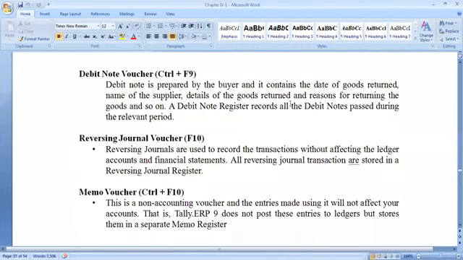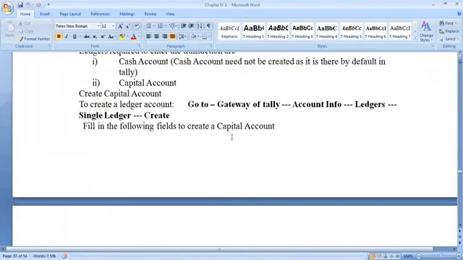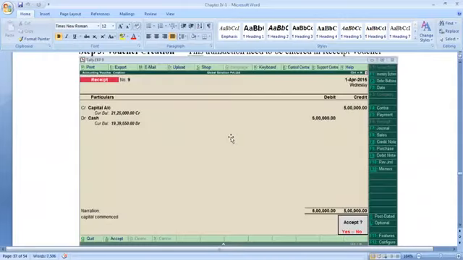Hello all. In the previous classes, we discussed the receipt voucher along with the journal voucher, and also studied the sales voucher and the purchase voucher, the payment voucher and the contra voucher, and certain voucher transactions. Today we will learn about the debit note voucher, reversing journal voucher, and memo voucher, and based upon that we will also learn certain transactions, how ledgers are created, and how the transaction moves on in the Tally software, that is Tally ERP 9.